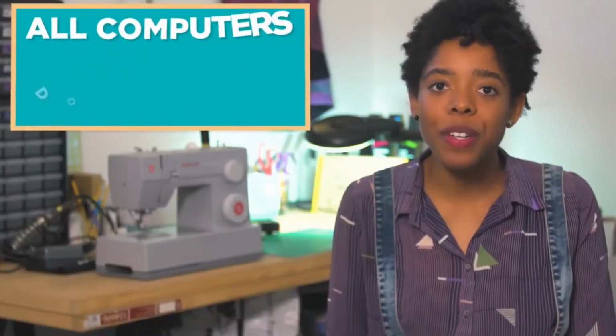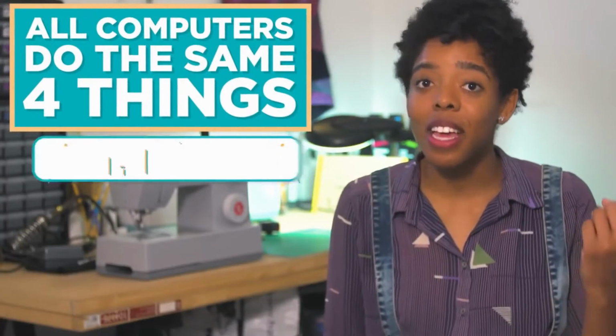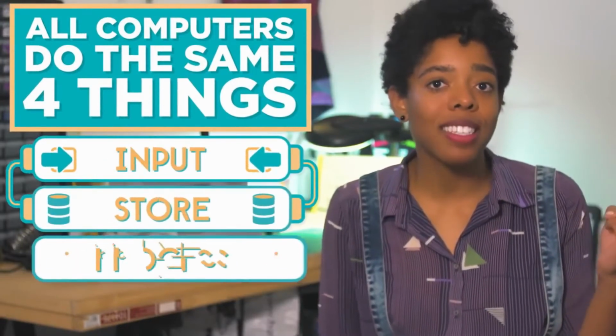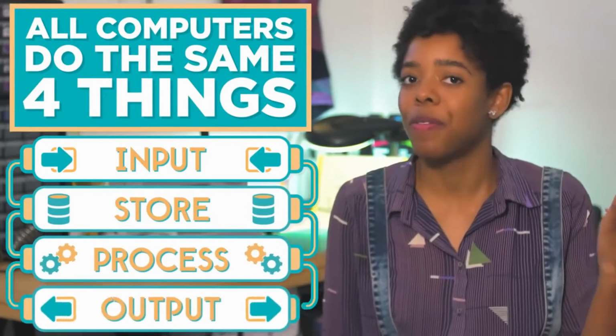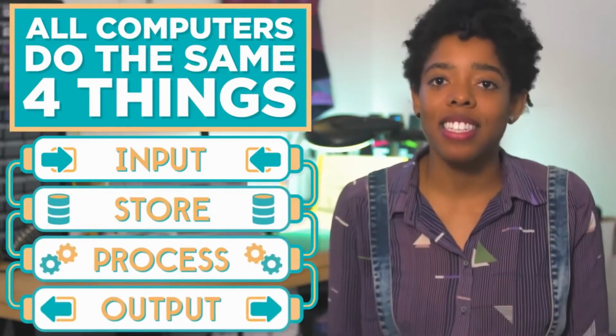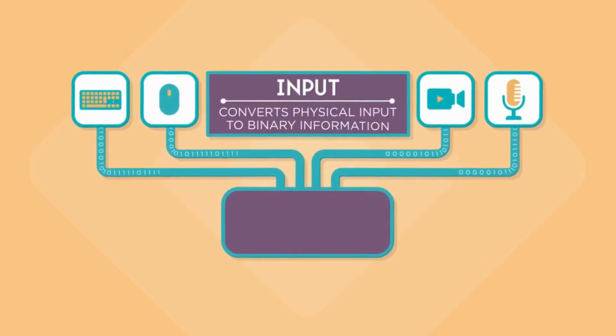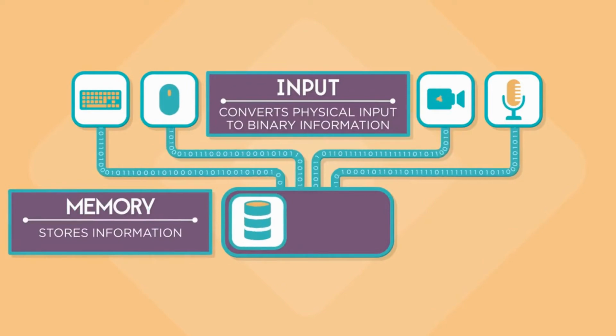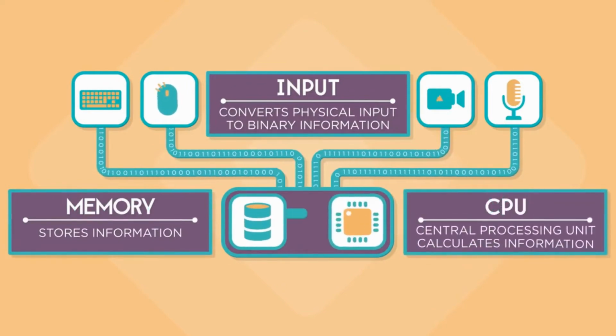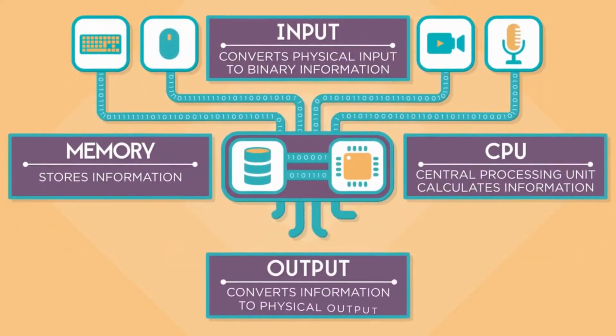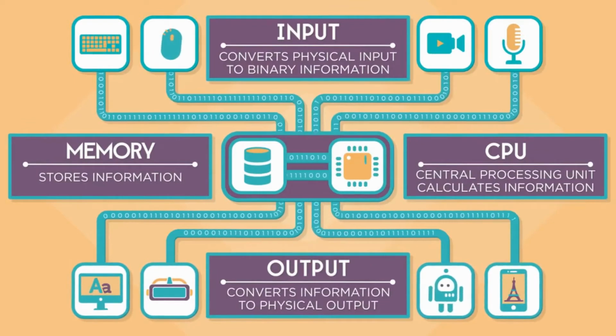Under the hood, all computers do the same 4 basic things. They input information, store and process the information, and then output information. Each of these things is done by a different part of the computer. There are input devices that take input from the outside world and convert it into binary information. There's memory to store this information. There's a central processing unit, or CPU, where all the calculations are done. And finally, there are output devices that take information and convert it into physical output.